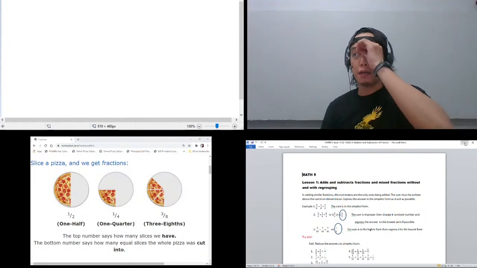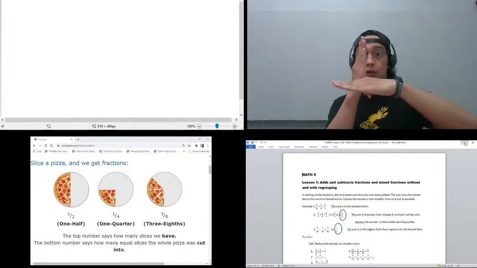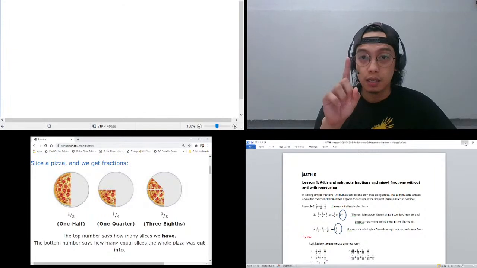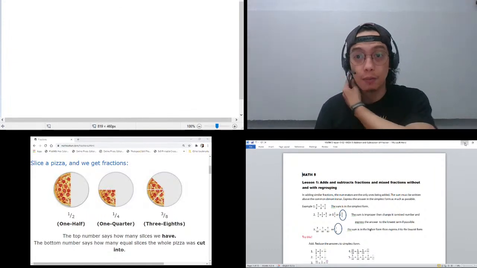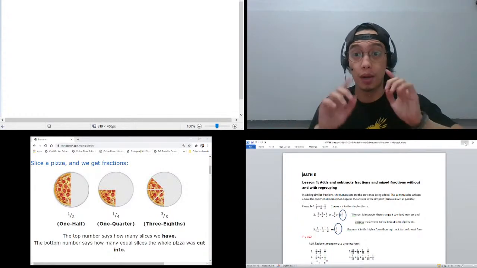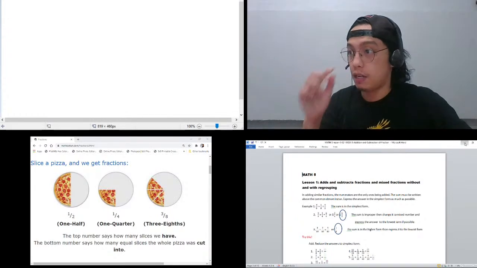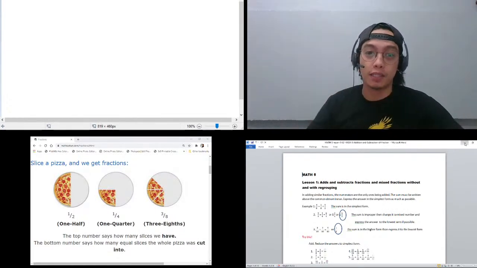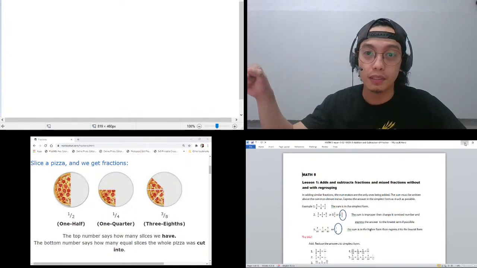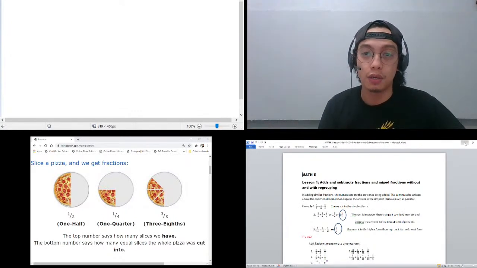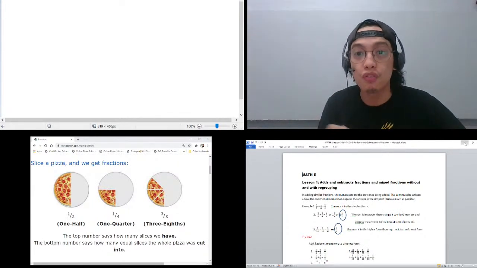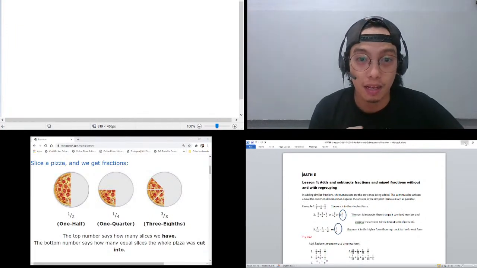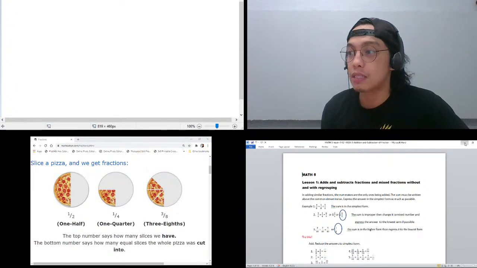Now, if you divide the pizza into four equal parts, one part of it is 1/4. One out of four pieces. So that's 1/4. Now, usually a pizza has 8 slices, so you divide it into 8 equal parts. One of them is 1/8. If three pieces, 3/8. So the top number says how many slices we have.